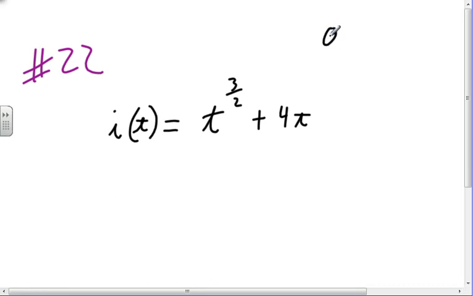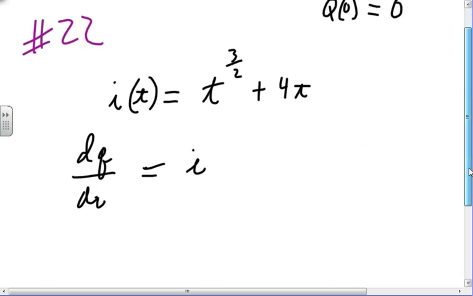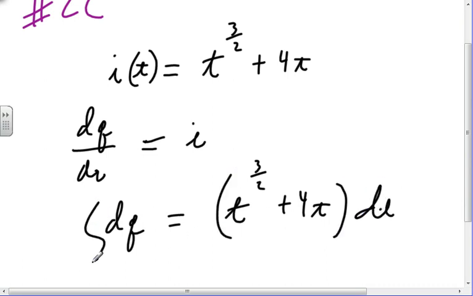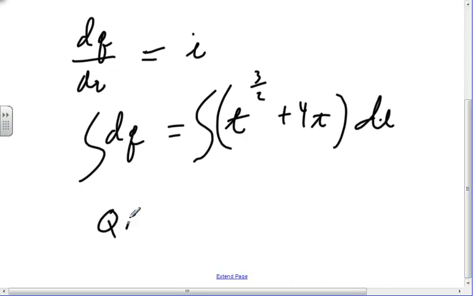Okay, so Q at 0 is 0. dQ/dt is I. dQ is t to the 3 halves plus 4t dt. Integrate both sides. Q at time t. Is it confusing that I go from capital Q to little q, or do you care? No, you don't care? All right.